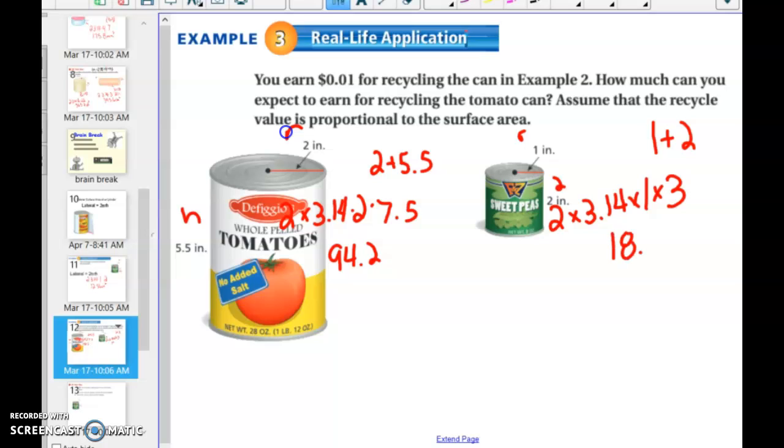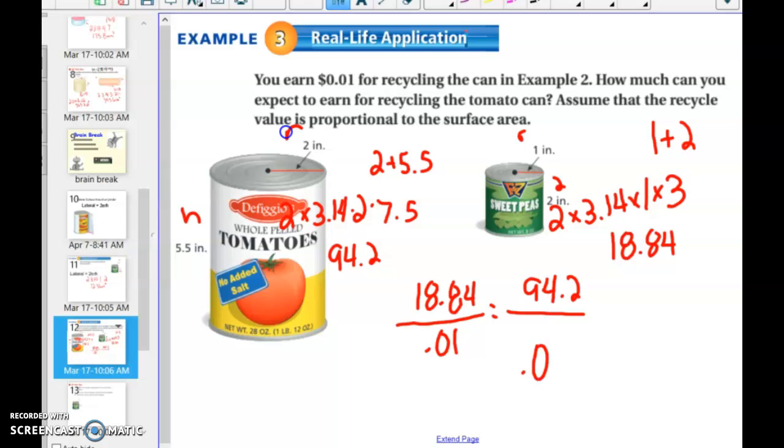So it says you earn 1 cent for recycling the can in example 2, so for 18.84, you get 1 cent. How much would you get for recycling the second can, which now has 94.2? Well, it's proportional, so that's why I can solve this proportion and figure it out. So 94.2 times 0.01 divided by 18.84 means that I would get 5 cents for recycling the bigger can. I would get 4 cents more.